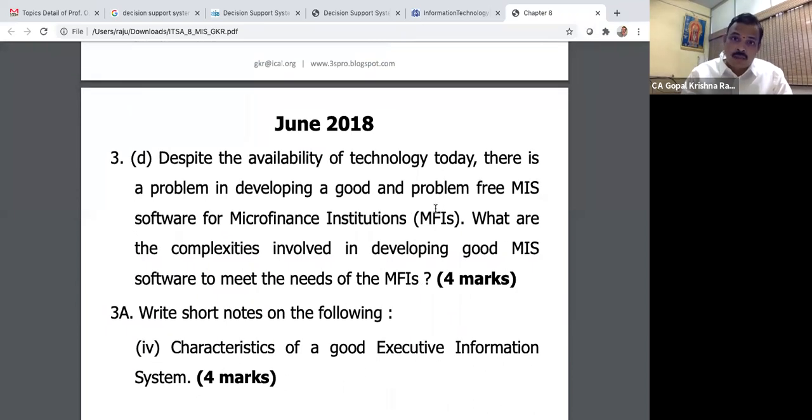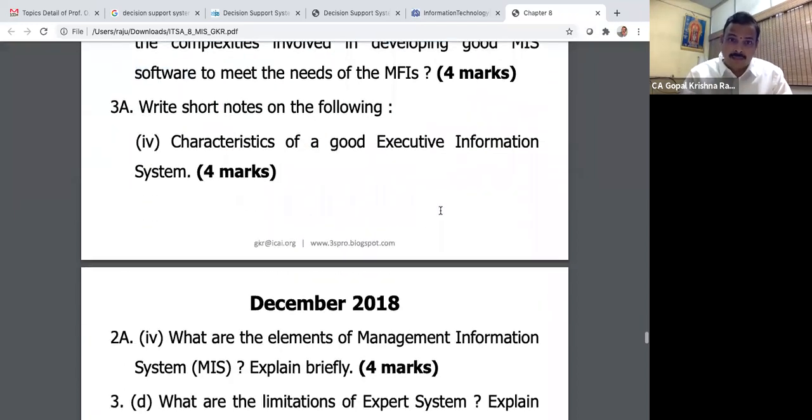And microfinance institutions: despite the availability of technology, there are problems in developing a good and problem-free MIS for MFI. Why? What is the complexity? What is the difficulty? So you need to appreciate what the industry called microfinance institution is, what they work on, from where they will get data, and what is the significance of MIS in collecting this data and presenting the summary. You need to give proper points. So understand, digest the question properly.